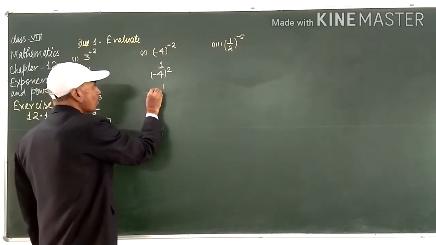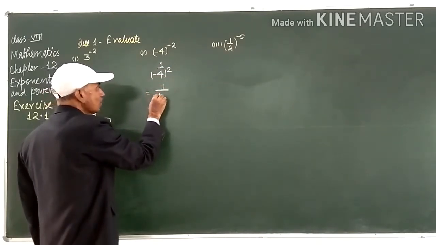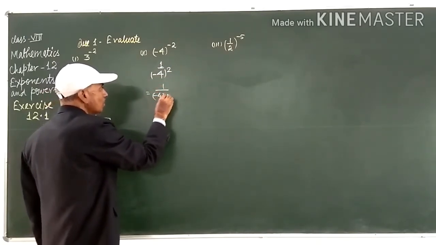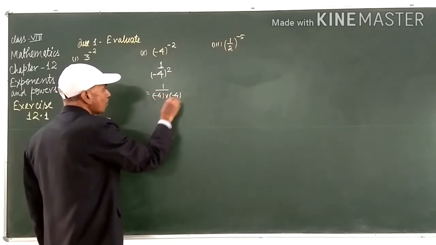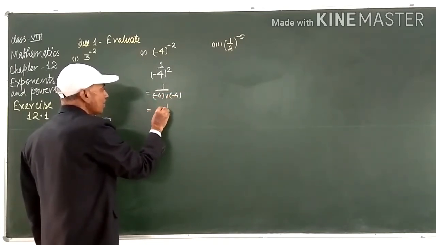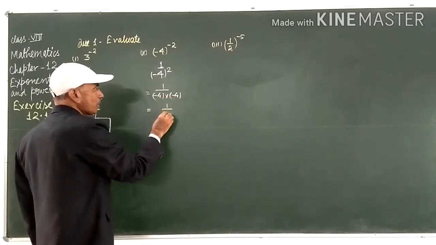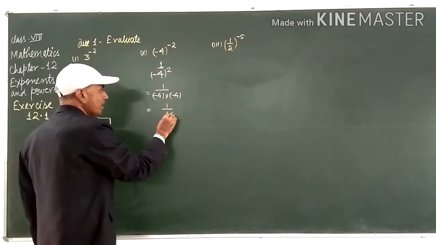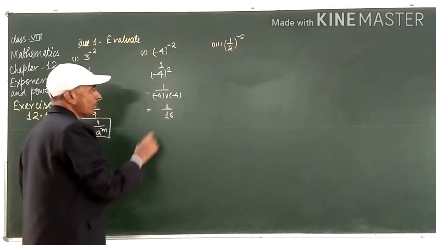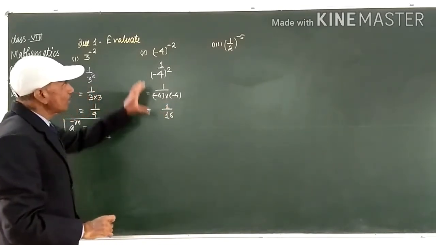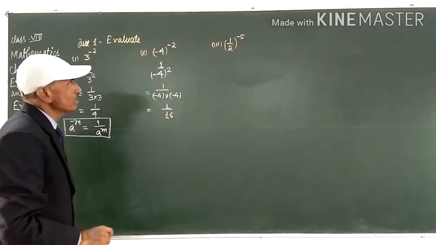It means 1 by minus 4 into minus 4, and it will be 1 by minus into minus, that will be plus, 4 4s are 16, and your answer will be 1 by 16. The value of this will be 1 by 16.